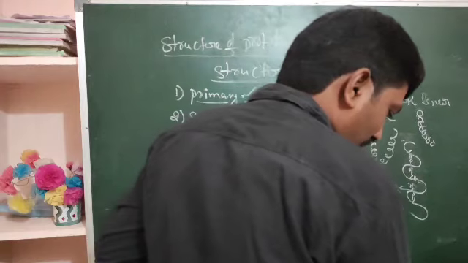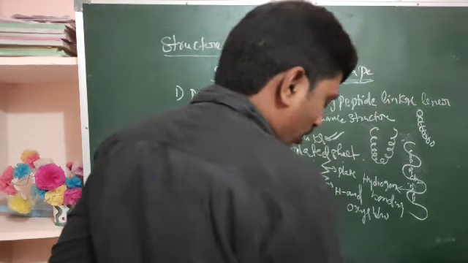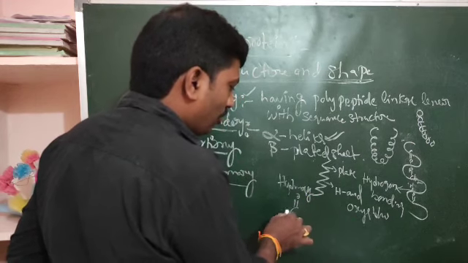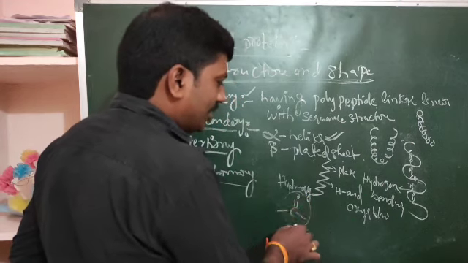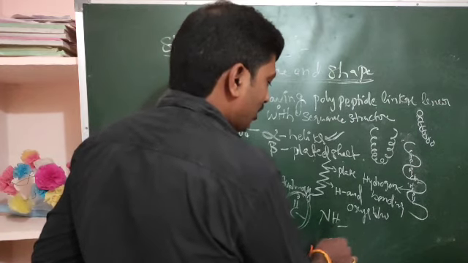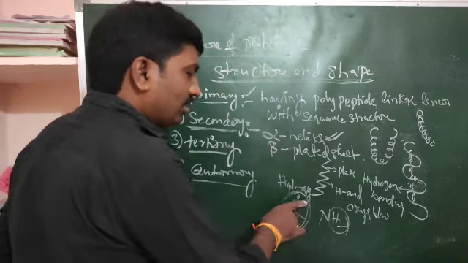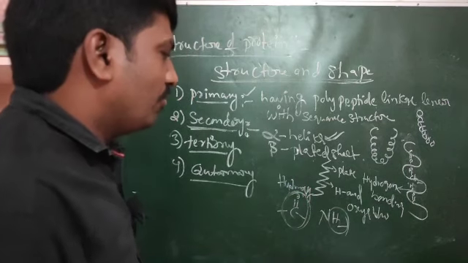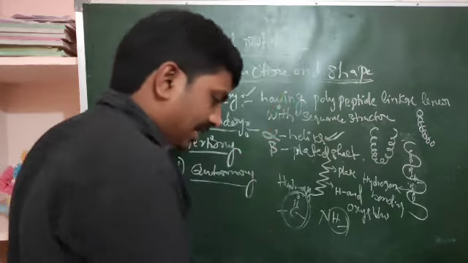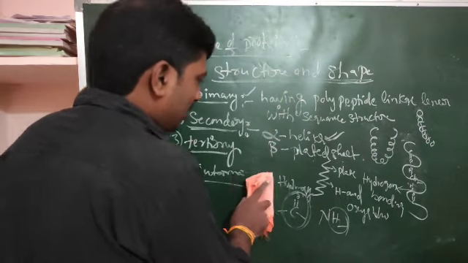So hydrogen bonding: both are having hydrogen bonding, where it is C double bond O, the carboxyl oxygen, and the amine NH2 group is there. Here, between hydrogen and oxygen, one bond will be forming, that bond we will call hydrogen bonding. This is secondary.